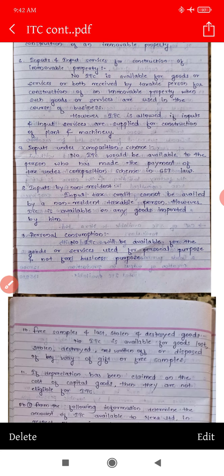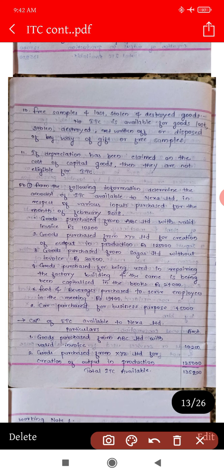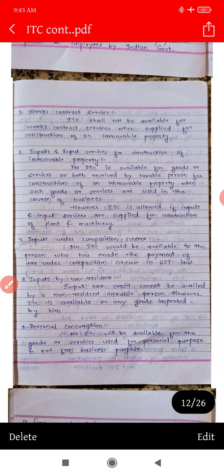Getting the point? So here in this problem, he has used some goods and services for repairing of the factory building. This building is used for business purposes, meaning it is a factory building. Still you will not get input tax credit, because goods and services used for the construction of immovable property other than plant and machinery will not get input tax credit. Next, food and beverages purchased to serve employees in the meeting. We have seen this also, food and beverages.